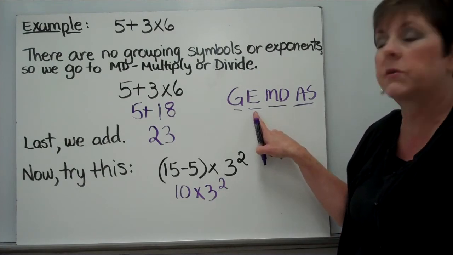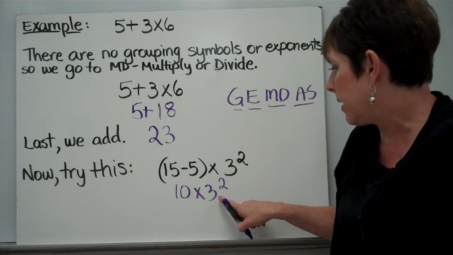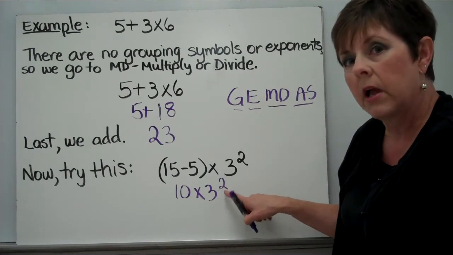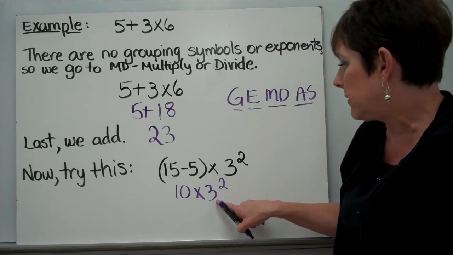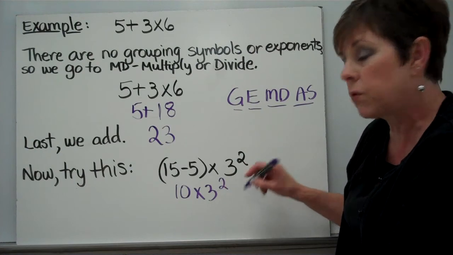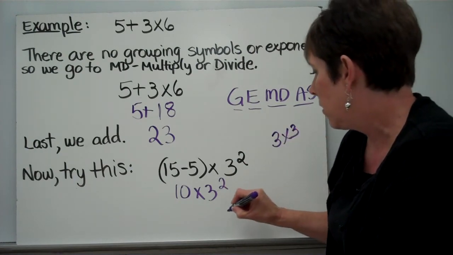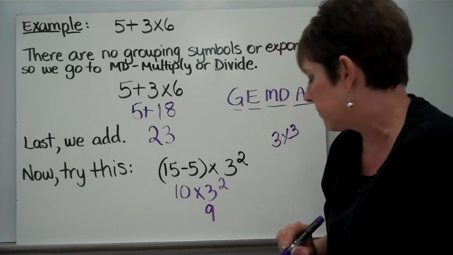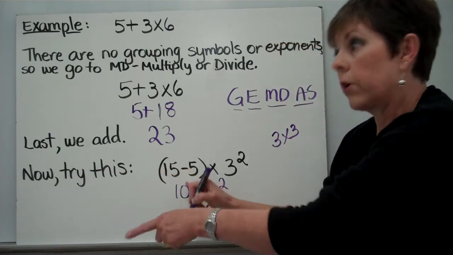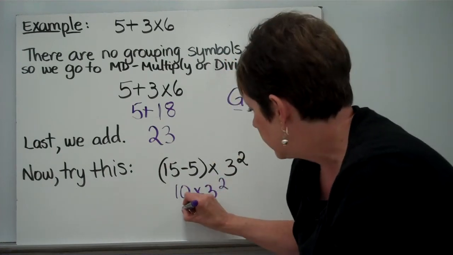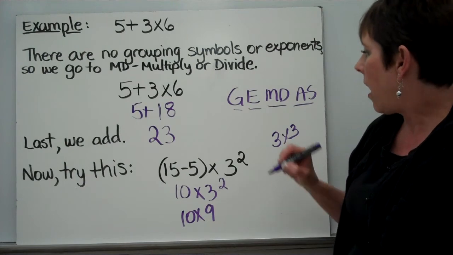Well, E tells me that I have to solve the exponent next. All right, we know that 3 squared doesn't mean 3 times 2. It means that the base number is multiplied by itself twice. So that would be 3 times 3, which is 9. Now, we haven't done this yet, so we're going to put it in the next line so we don't forget to do that. All right.